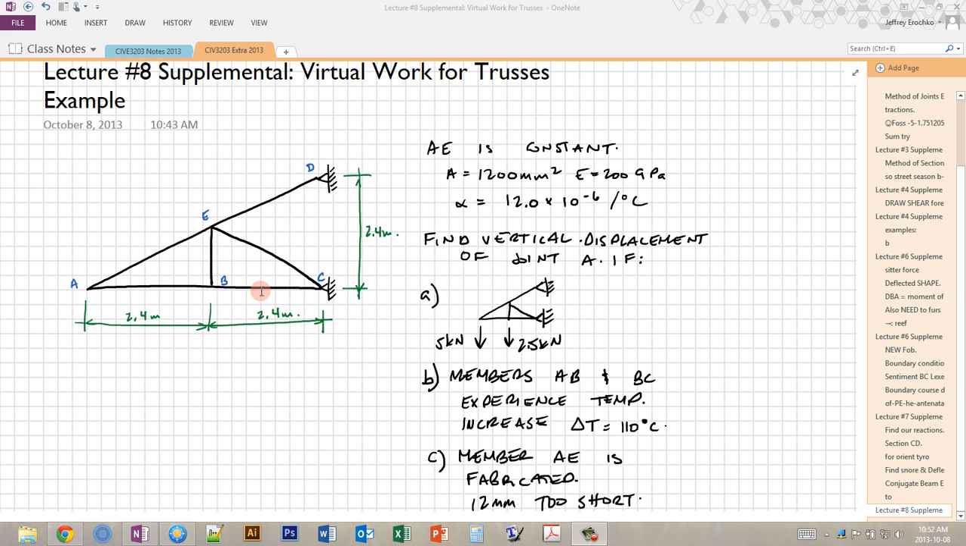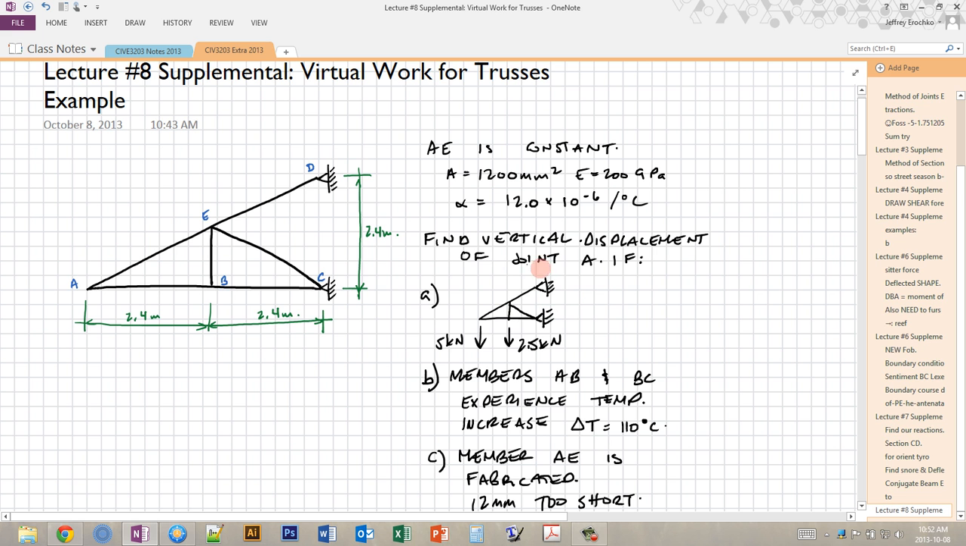We have the same AE for all members, same area, same Young's modulus. The truss members also all have the same coefficient of thermal expansion, alpha, equal to 12 times 10 to the negative 6 per degree Celsius. Then we're going to find the vertical displacement of this joint, joint A, for these three cases.